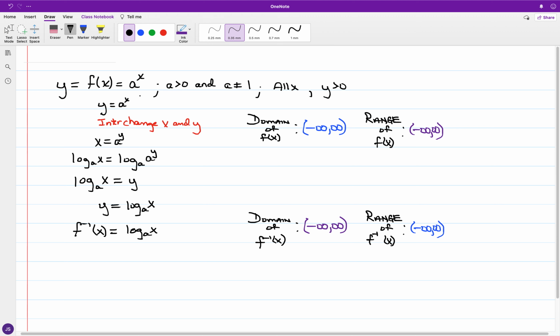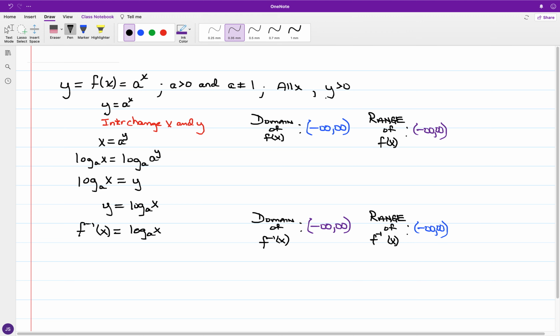And for the conditions, the exponential base a is positive, with the exception of 1. And for the power of x, x could be positive, it could be negative, so you just have all real values of x. But whatever we have for y, for the exponential function, y has to be positive. And for the domain of the exponential function, this will be your set of values x, and that's going to be the set of all real numbers.